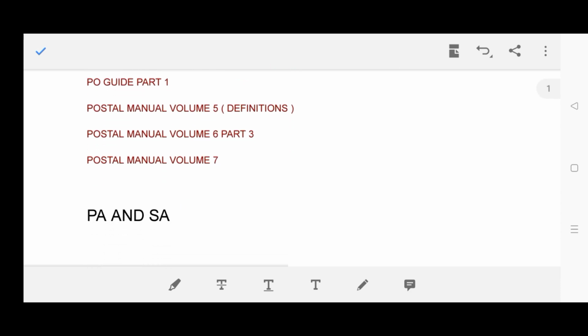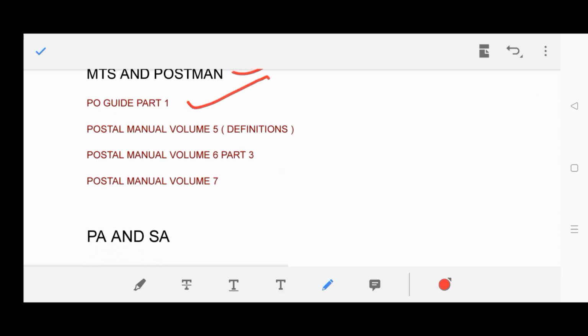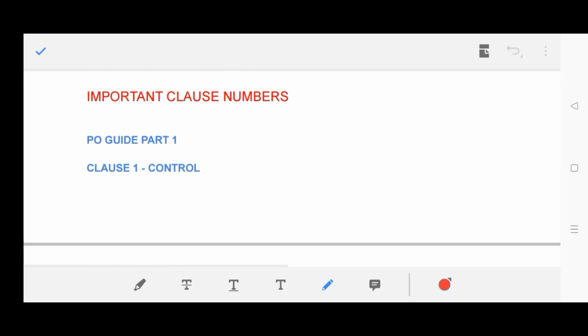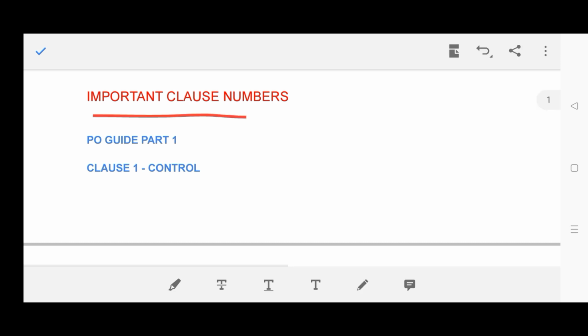First of all, we will discuss PO Guide Part 1. This is useful for MTS, Postman and PA/SA examinations also. These are the important class numbers of PO Guide Part 1.